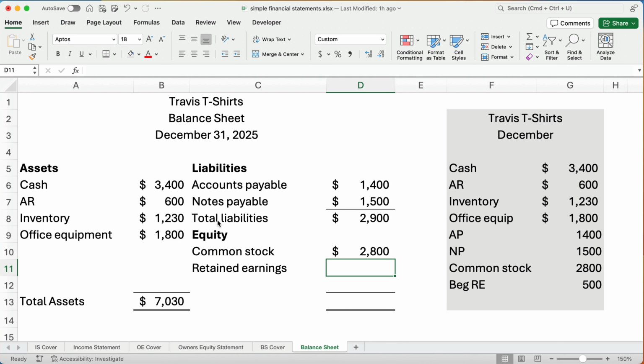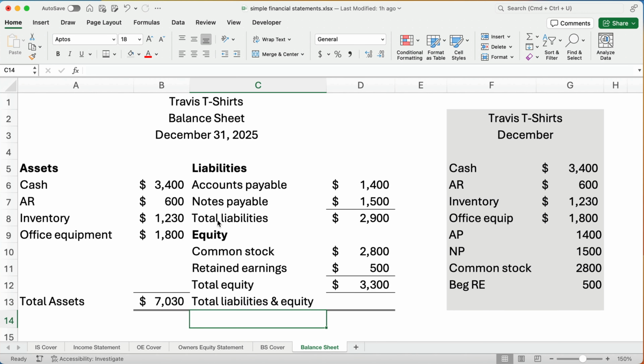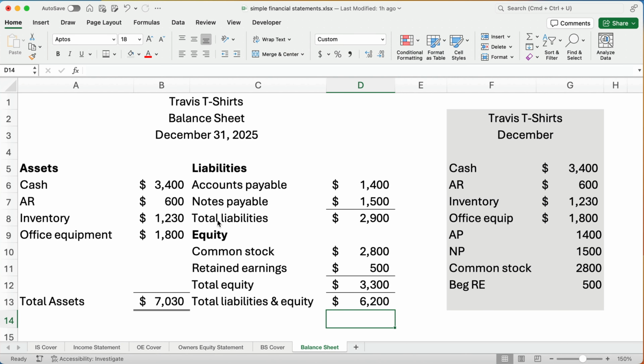Now, this is not correct to put in the 500. Remember, we just calculated retained earnings in the previous video. We know what that is, but let me show you how this would work. If we add up the common stock plus the retained earnings, then this would be our total equity, and then our total liabilities and equity would be the $2,900 plus the $3,300, and we have $6,200.